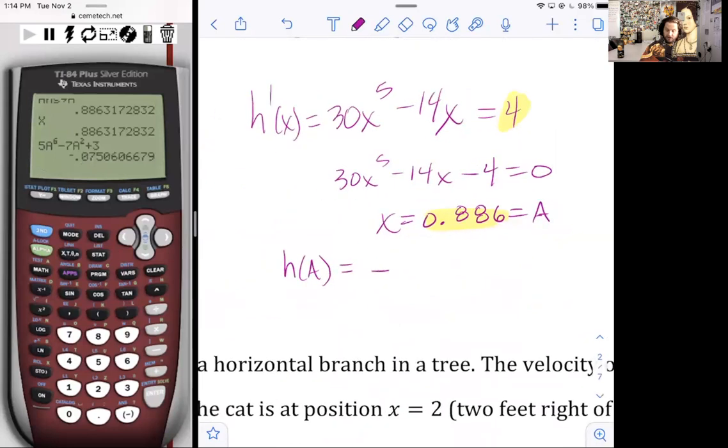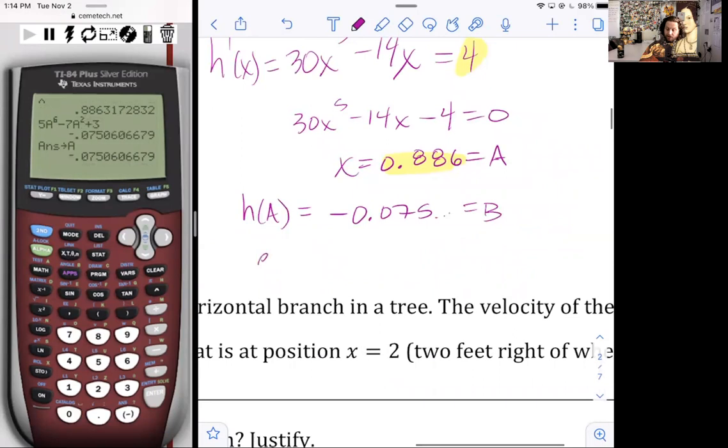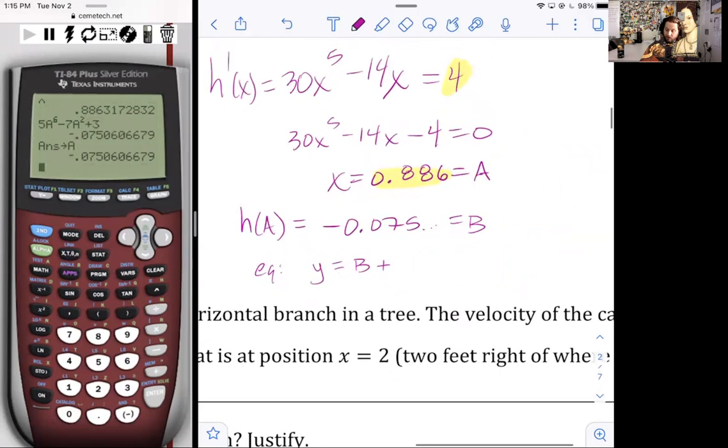So this gives me my function value, and that's going to be -0.075... In case I think I might need that, I'm going to call that B on my paper and store that as alpha B. Okay. So now here's the equation. The equation is going to be Y equals the Y value of B plus the slope, which I know I wanted it to be 4, times X minus A.